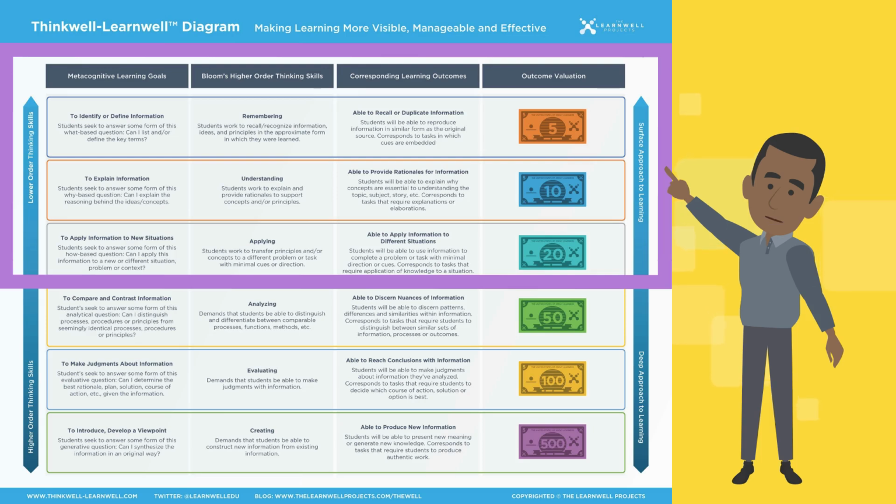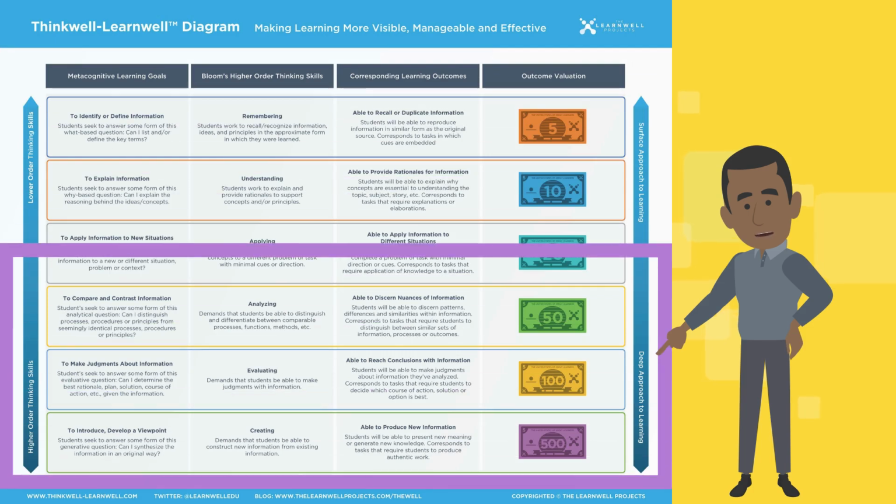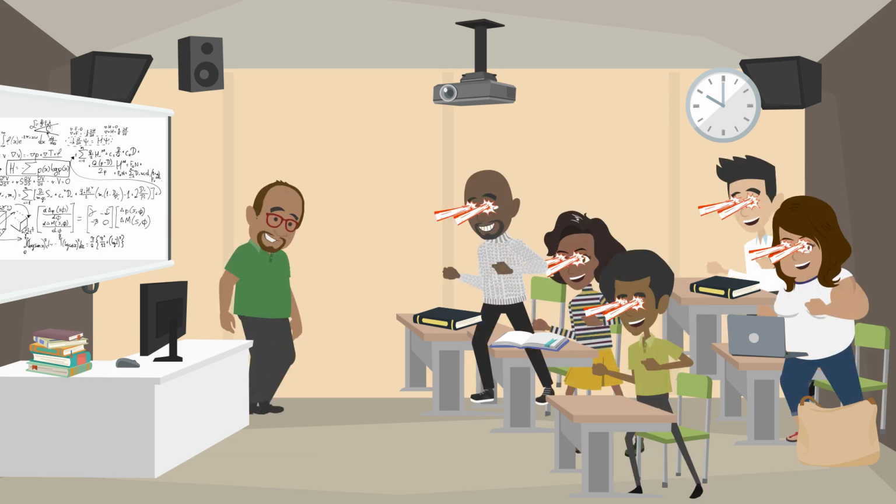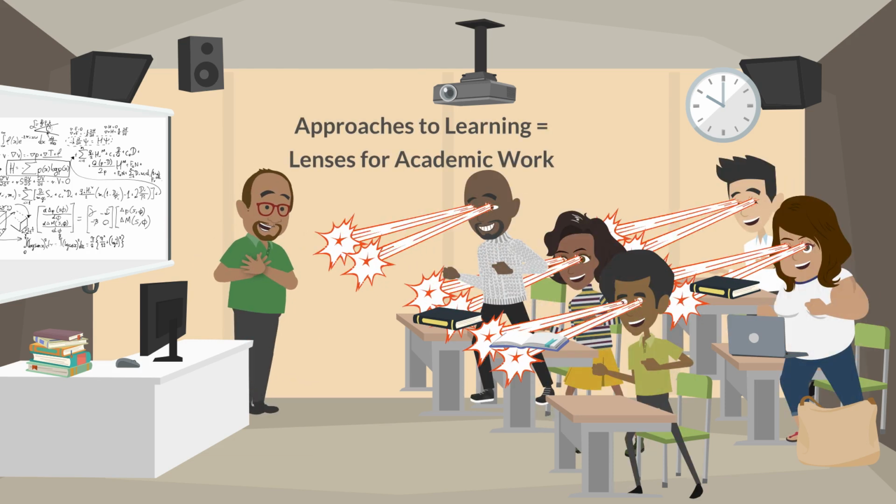Moving to the arrows along the opposite right side of the diagram, the top lighter shade of blue represents a surface approach to learning, while the darker blue toward the bottom represents a deep approach to learning. Researchers have typically investigated the impact of thinking skills and approaches to learning separately. However, to fully understand their impact on academic work, we must look at them jointly, which is why the diagram fuses them together. Students' approach to learning is the lens through which they view academic work.